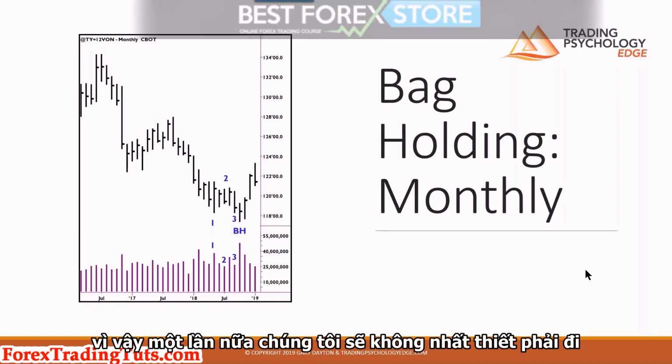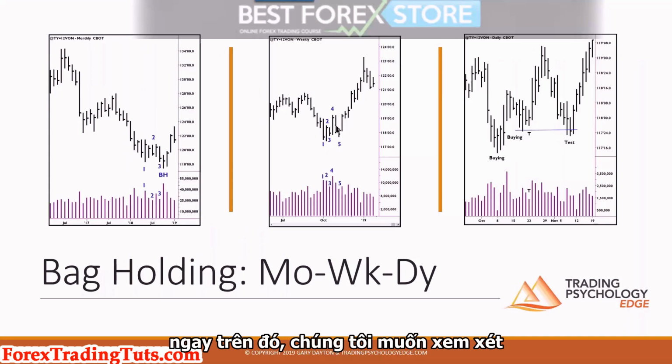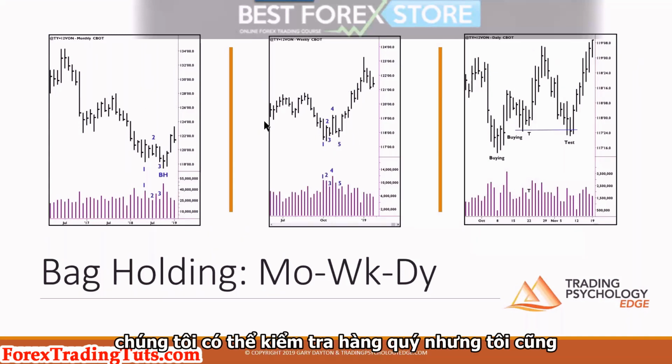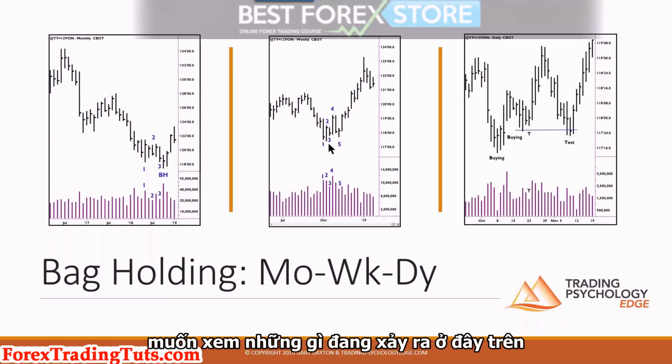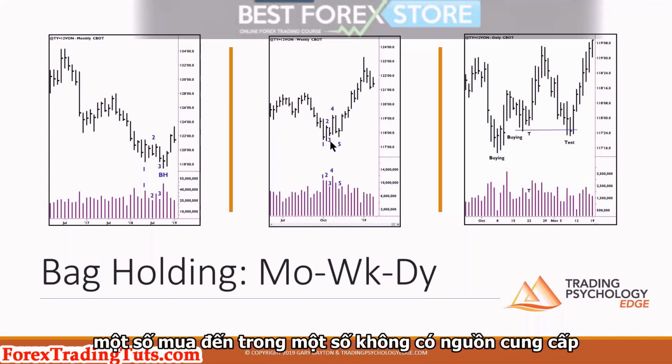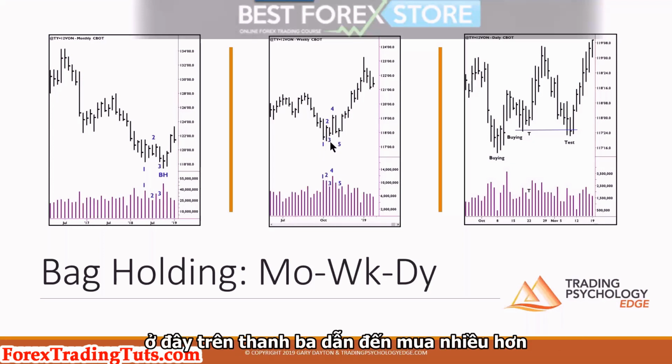So again, we wouldn't necessarily go right in on it. We'd want to look at, since it's occurring on the monthly, we could check the quarterly, but I also want to see what's happening here on the weekly. And we see some buying coming in, some no supply here on bar 3, leads to more buying.